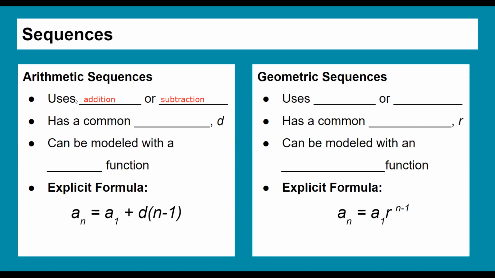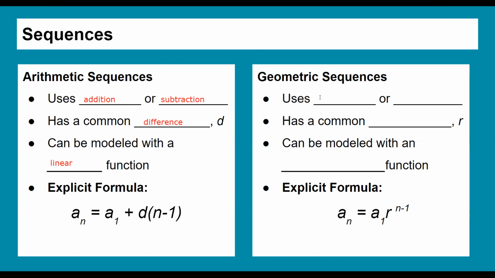Whatever that value is, if it's positive or negative, whatever number we're adding or subtracting, this is called a common difference. And it's usually noted as the lowercase letter d. It can be modeled with a linear function. And actually that common difference would be the slope of the line. And then we're given the explicit formula for an arithmetic sequence.